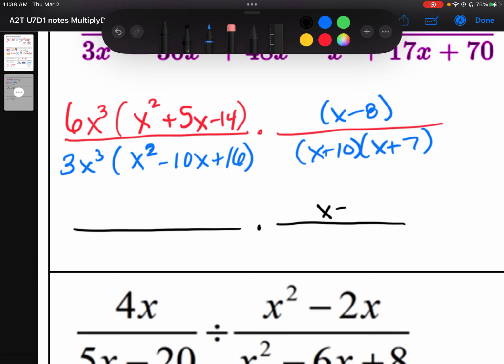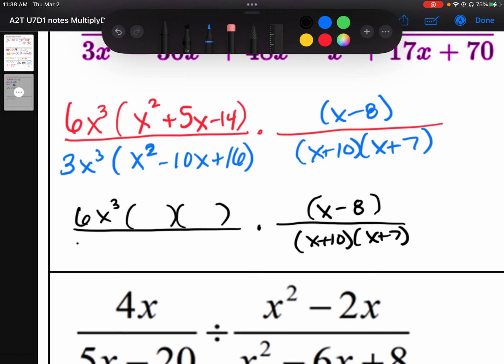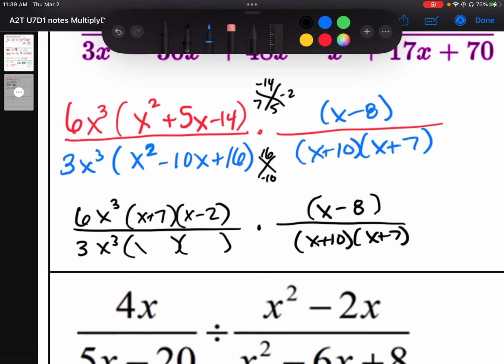So my fraction on the right that I'm multiplying, I cannot factor any further, so I'll just go ahead and rewrite those. And on the left-hand side, I'm going to get some further factoring. Multiplies to negative 14, adds to 5. That would be 7 and negative 2. So x plus 7, x minus 2. Multiplies to 16, adds to negative 10, x minus 8, x minus 2.